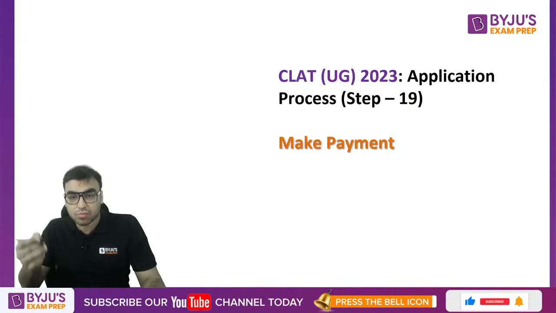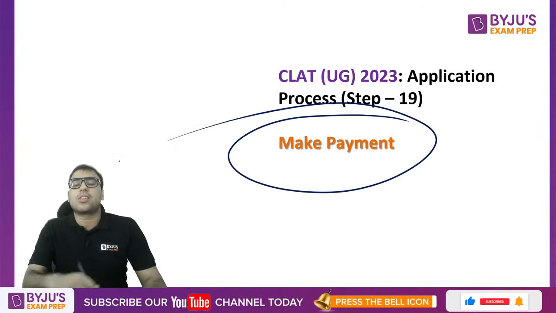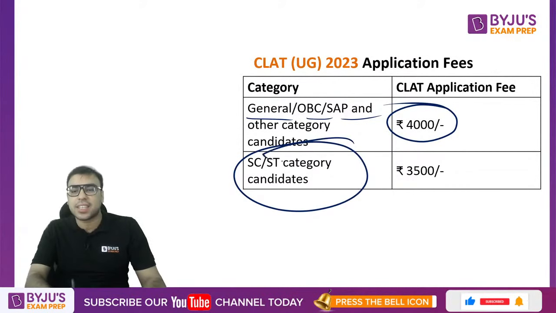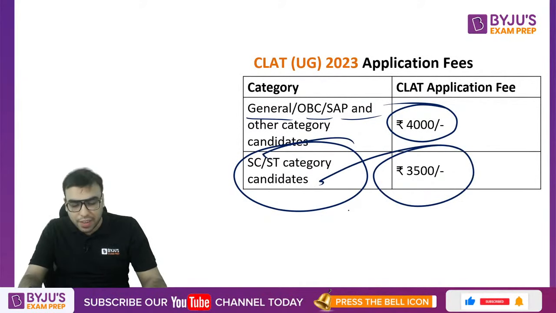Then you will have to do payment, of course. So if you are from general, OBC, etc., you will have to pay 4,000. If you are from SC, ST, you have to pay 3,500.